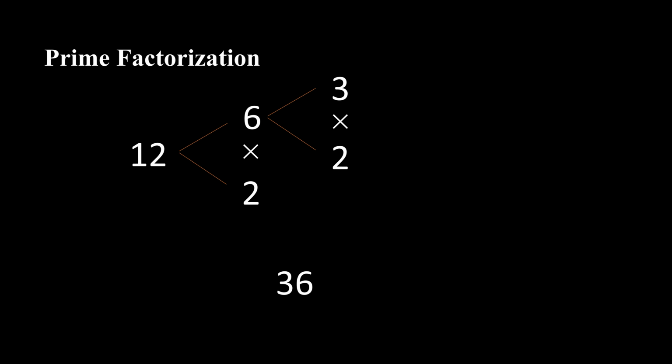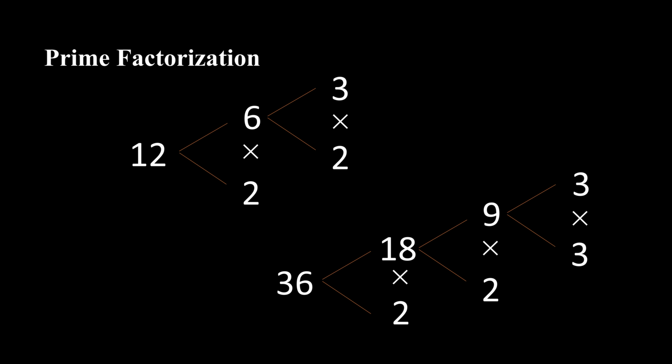Here we have 36. What are the prime factors of 36? So, pwede nating i-express ang 36 in its factors na 18 and 2. Since 2 is a prime number already, 18 na lang ang ating i-express to another factors. We have 9 and 2. So, 9 times 2 is 18. 9 is not a prime number yet. Express natin siya. We have here 3 times 3. So, the prime factors of 36 is 2 times 2 times 3 times 3.